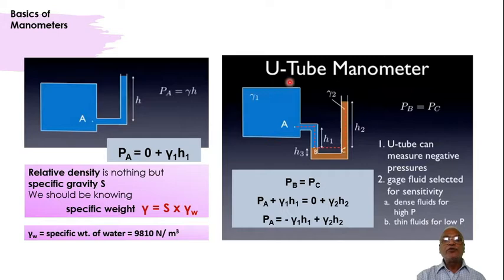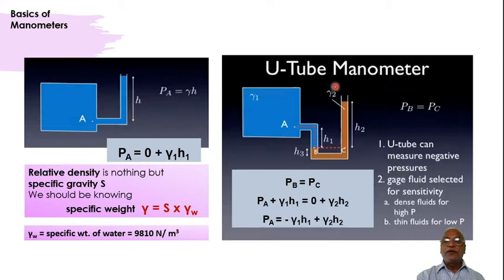Now this is a U-tube manometer. This was a simple piezometer. Here it is a U-tube manometer. You can see there is a shape of U, and invariably there will be a different liquid which is known as the manometric liquid, shown in brown color over here, having unit weight or specific weight gamma 2, and the liquid in this container has gamma 1.